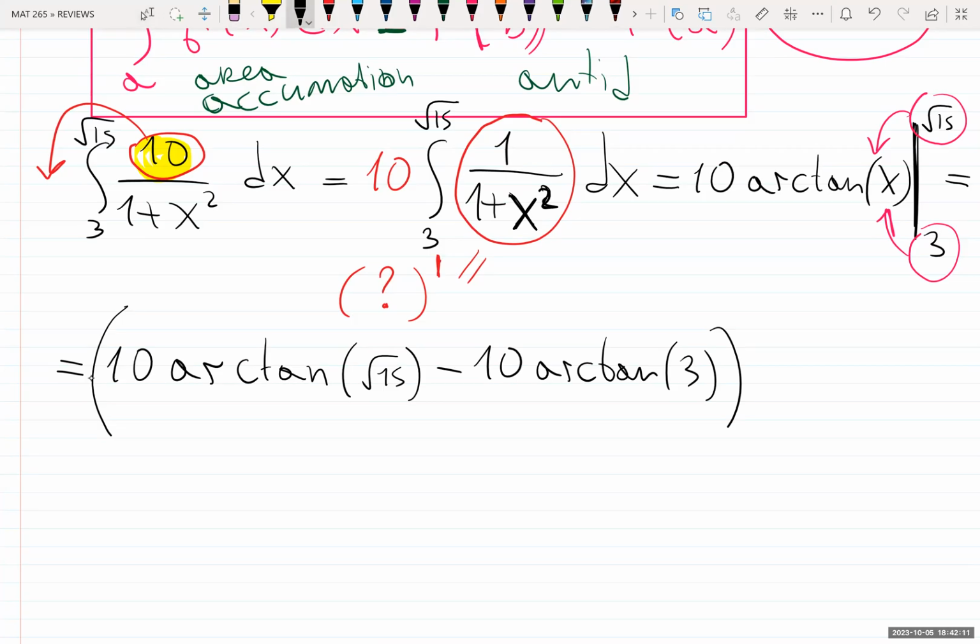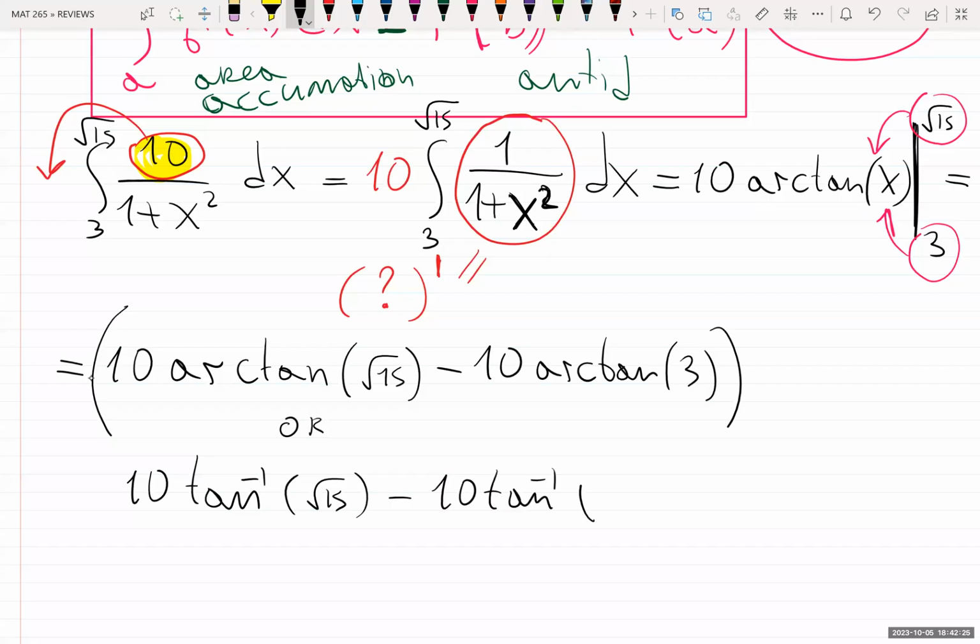You can write down 10 minus 1 of square root of 15 minus 10 minus 1 of 3. Sure, that's the same thing, no difference. Then I don't even need those parentheses. Both are correct. And actually, people don't have preferences. Around the world, there is no preference, to be honest.